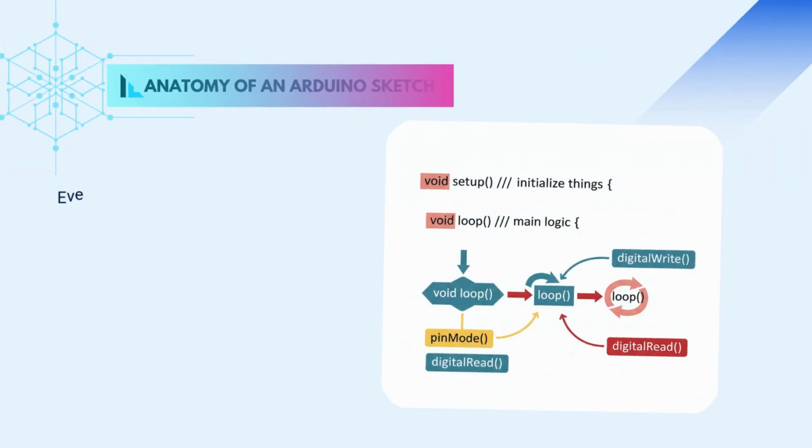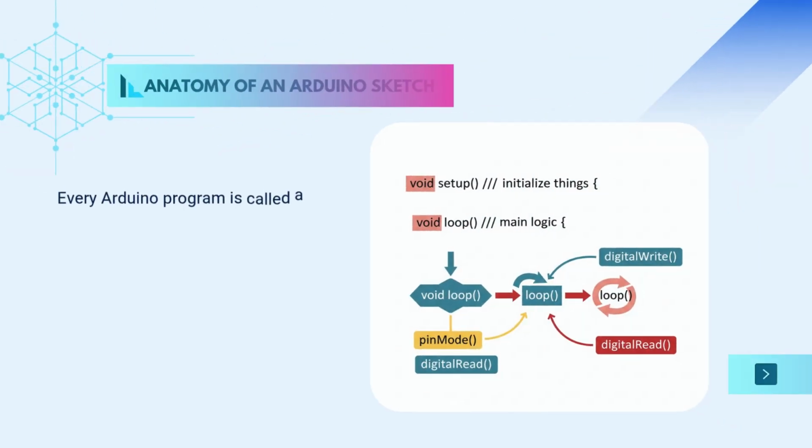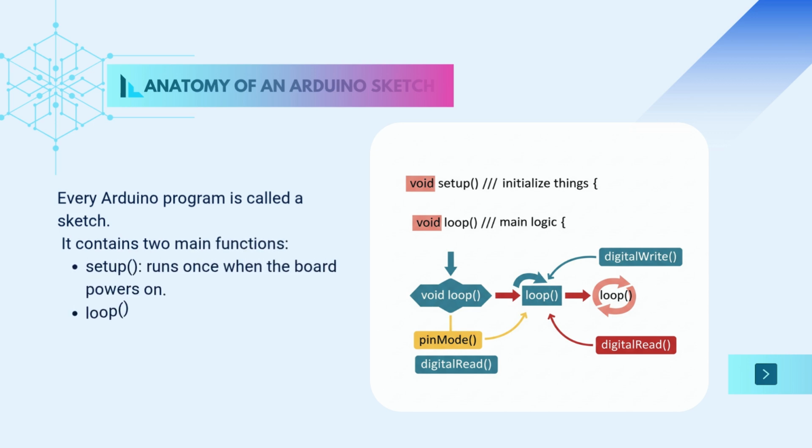Every Arduino program is called a sketch. It contains two main functions. Setup runs once when the board powers on. Loop runs over and over again. Here's the basic structure of a sketch. You'll use functions like pinMode, digitalWrite, digitalRead, to control hardware pins.